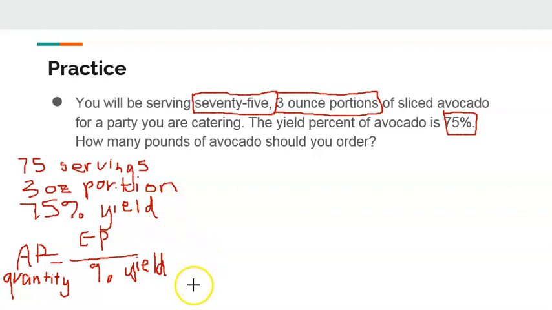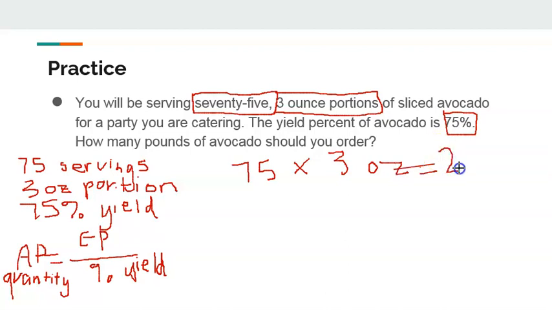And here's the formula we're using. As purchased quantity equals edible portion over percent yield as a decimal. So the first step is to take our 75 servings and multiply it by 3 ounces, and that's going to give us our total. So 225 ounces.